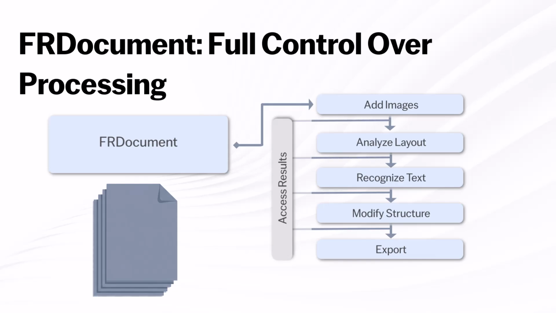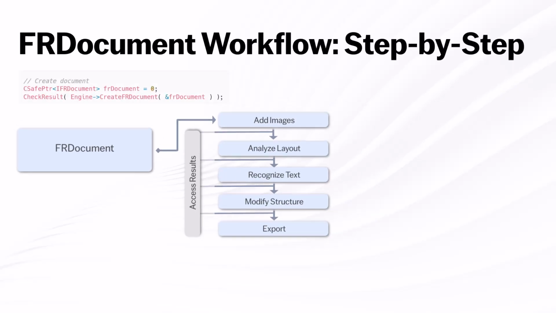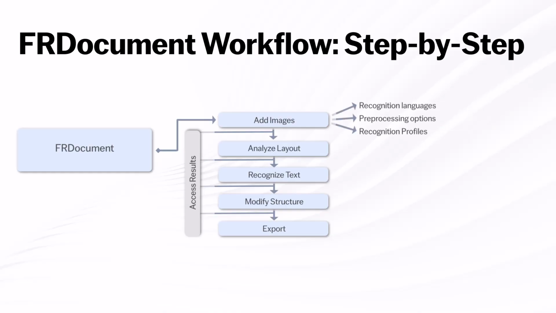The standard workflow with the FRDocument object is a sequential, step-by-step process. First, we create an FRDocument object, then we add one or more image files to it. At this point, we can also apply document-level settings such as recognition languages, pre-processing options, and recognition profiles. Next, we call the Analyze method. This detects and classifies page objects such as text regions, tables, pictures, and reading order, and builds the document's structural model. Throughout this process, FRDocument allows access to intermediate results.